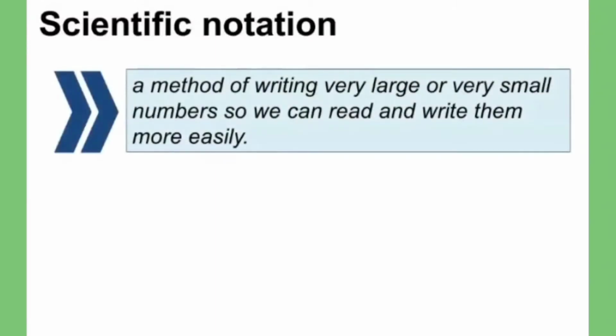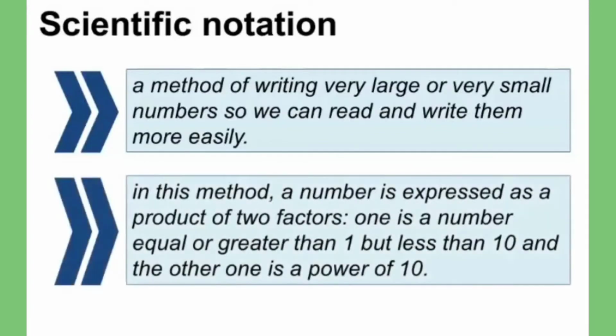It is a method of writing very large or very small numbers so we can read and write them more easily. In this method, a number is expressed as a product of two factors. One is a number equal or greater than 1 but less than 10, and the other one is a power of 10.